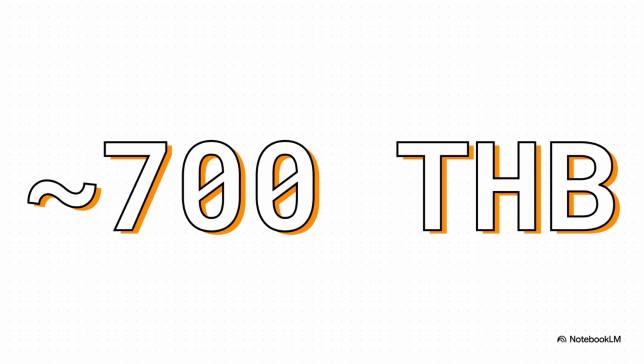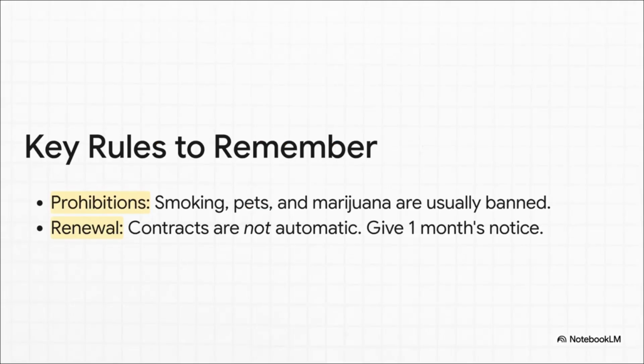And finally, you'll usually set up your own internet. For really fast and reliable fiber optic from a company like AIS or True, you should budget about 700 baht per month. Okay, now for 2 super important rules to remember.